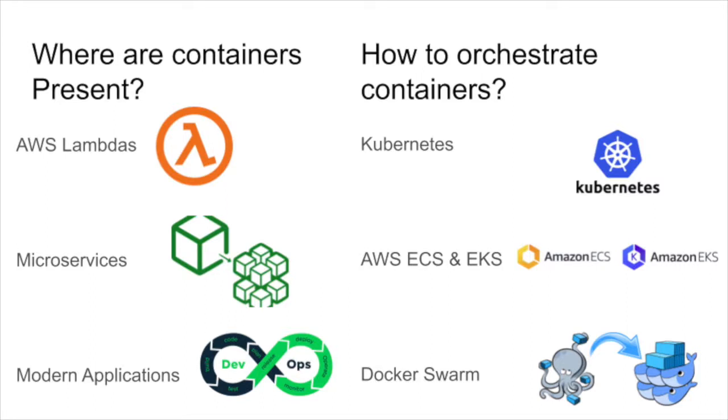You may be wondering who uses containers and where they are present. Amazon Web Services Lambda functions are executed in a container that isolates them from other functions. Microservices architecture was born to address the problem that people saw in a monolithic application, and containers are the natural way to deploy them.